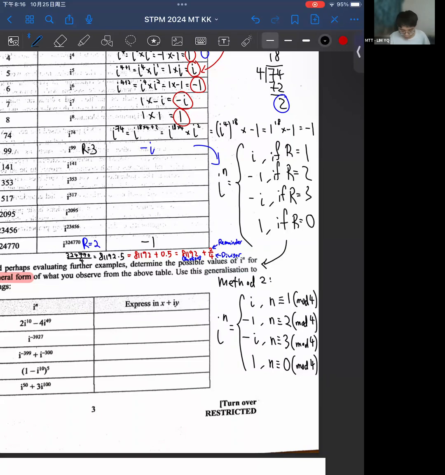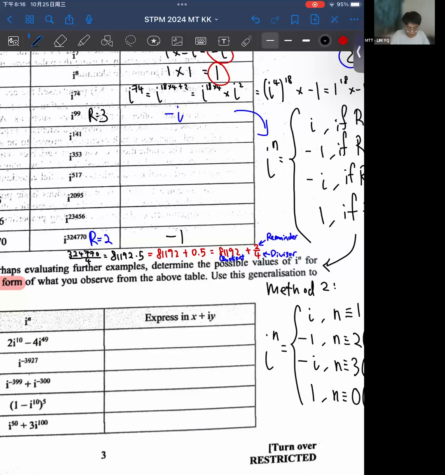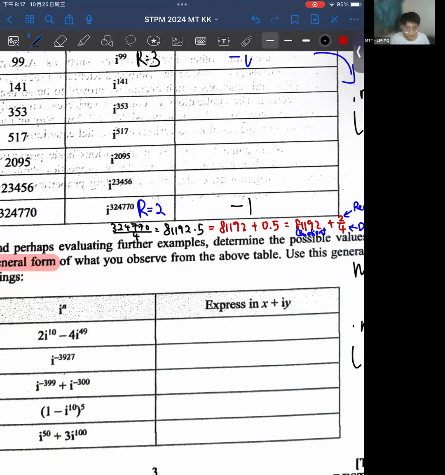Okay, now we try to do the last part, the second part, using this one, which we already simplified a bit. I try to do 2 questions only. The rest you all try by yourself. Now the first one, 2 multiplied by i power 10. So i power 10, using this one, 10 divided by 4, gets a remainder of 2. So it's -1. 2 multiplied by -1, minus 4 multiplied by what?